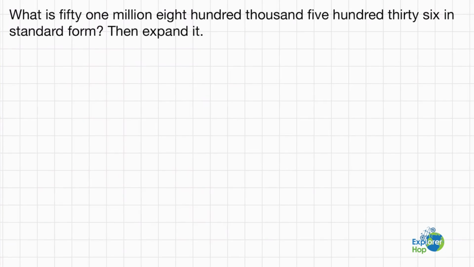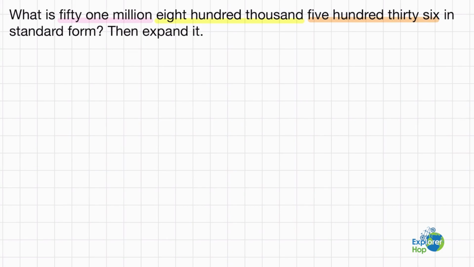Now let's tackle this question. What is 51,800,536 in standard form? And the second part of the question is asking us to expand that number. So a good way to deal with this kind of question is to split the number up into groups or intervals. The first group would be 51 million. The second group can be 800,000 and the third group is 536. This makes it easier for us to write out the number.